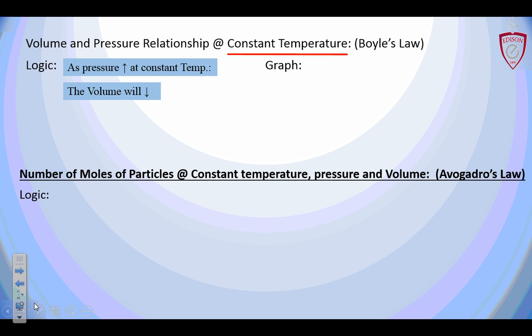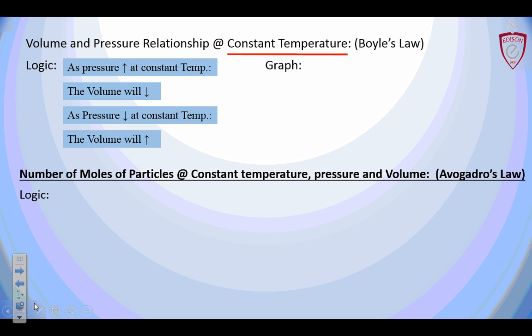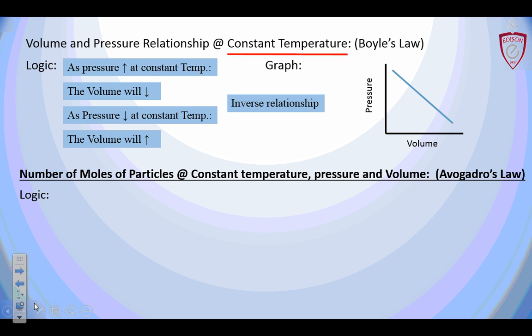Because the number of collisions is going to go up. And it's like a syringe where you're holding the end and squeezing. So as pressure decreases, the volume will increase, or vice versa. This particular thing is called an inverse relationship. They're opposite: as one goes up, the other goes down. You've got to know that this curve goes down. High pressure means low volume. Low pressure means high volume.